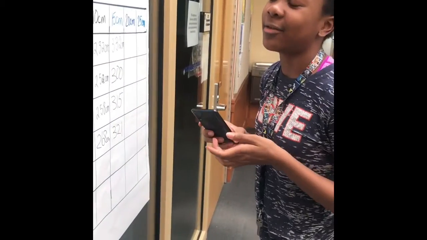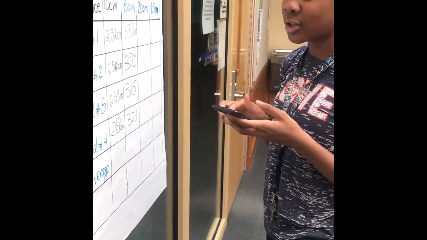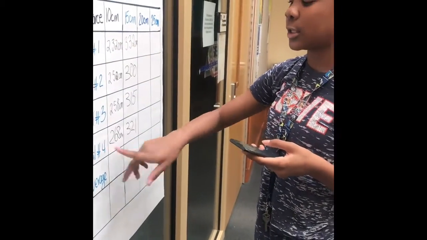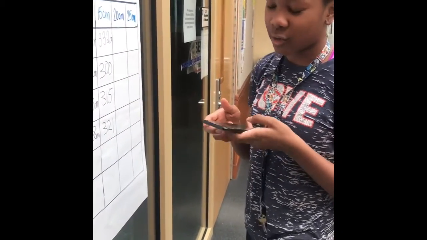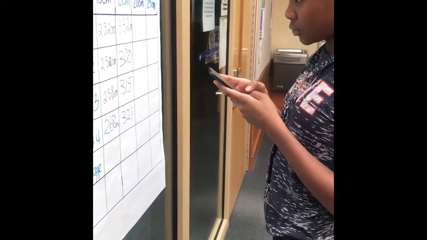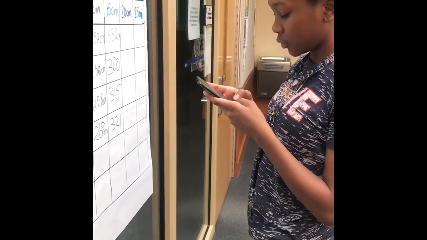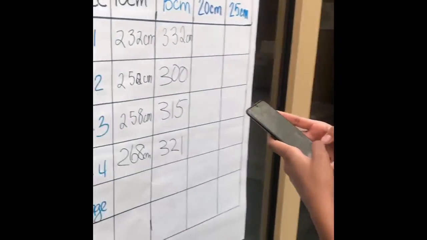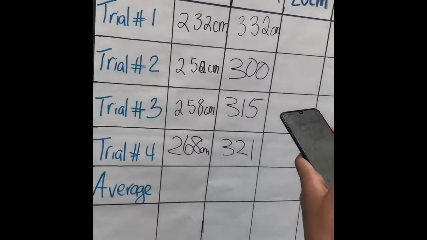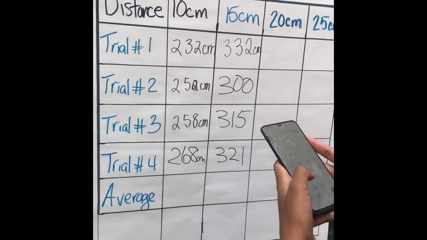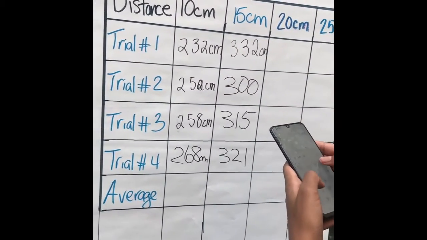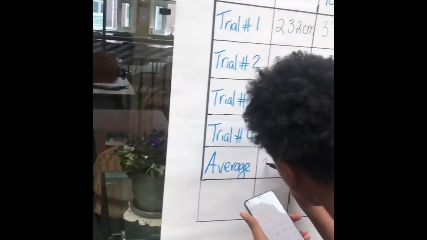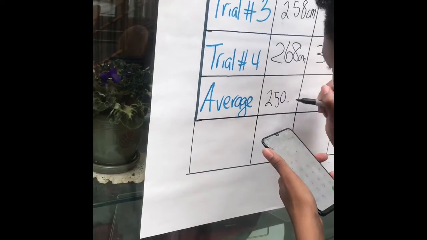Now we are finding the average of distance 10 centimeters. So you add up all your numbers together and then divide by 4 to get your average for each distance. And it's okay to use a calculator. So 232 plus 252 plus 258 plus 268 equals 1002. Now you divide by 4 and you get 250.5.